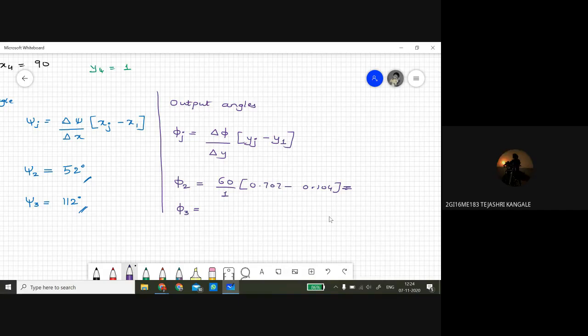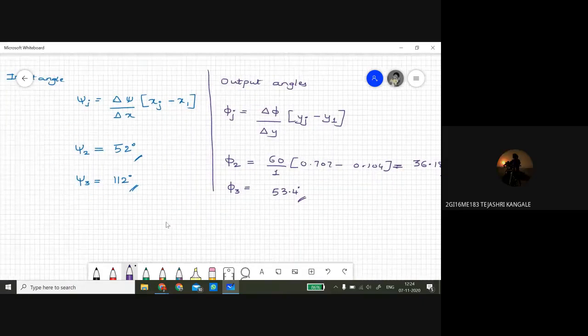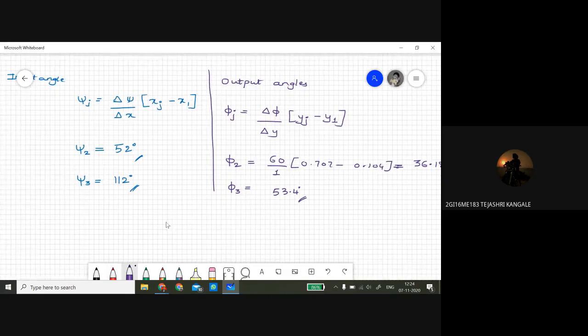Sir, 36.18. 36.18. Similarly, phi 3. In phi 3, the only difference is that instead of y2, you will have to put y3 there. So the answer that I'm getting is 53.4. Yes, sir, same answer.